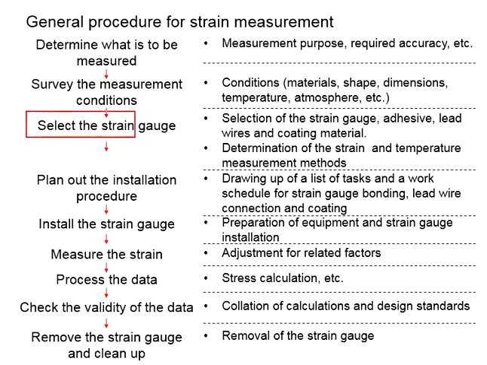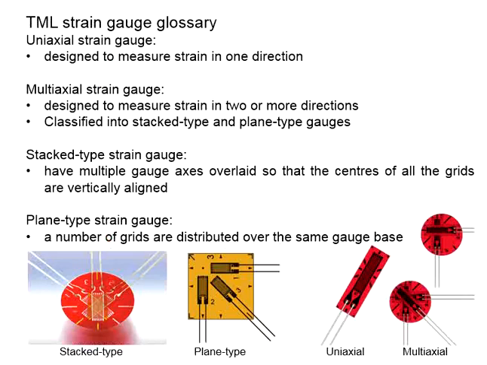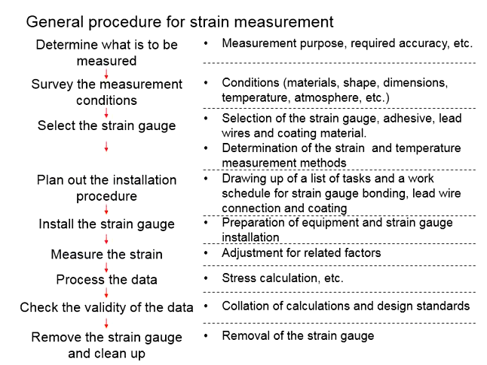Next, it will be the selections of the strain gauge. You will need to select the right strain gauge, deciding on the gauge length. Consider the effects of thermal, whether you are using uni-axial gauge or multi-axial gauge. And then for multi-axial strain gauge, you have staggered type and plane type strain gauge. This is very much dependent on the purpose of the measurement, as well as the materials of the test specimen.